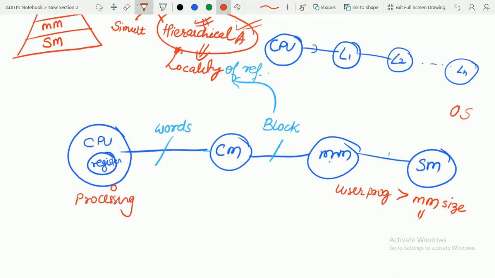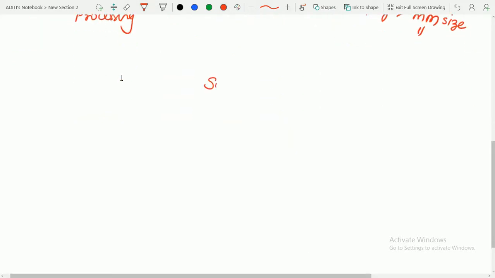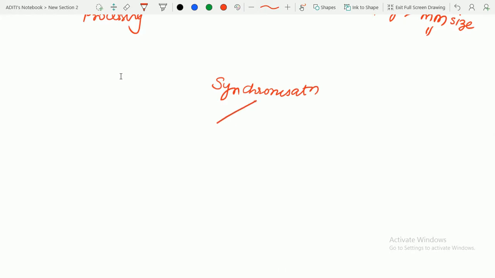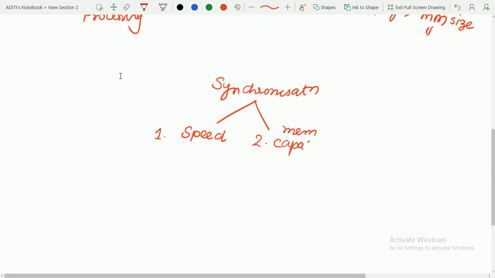We know that the CPU is a very fast device, and all other devices, like memory, are slow devices. So there should be proper synchronization between the CPU and the other low speed devices. There are two types of synchronization: the first concern is speed, and the second concern is capacity. That is the memory size capacity.